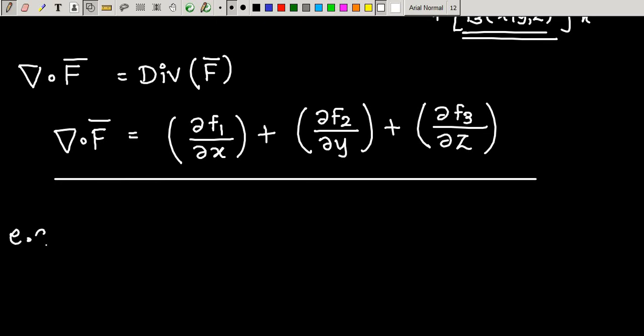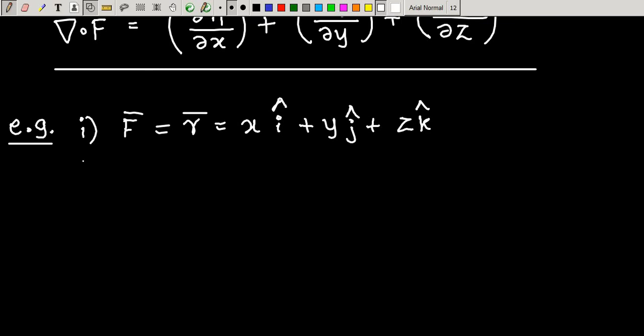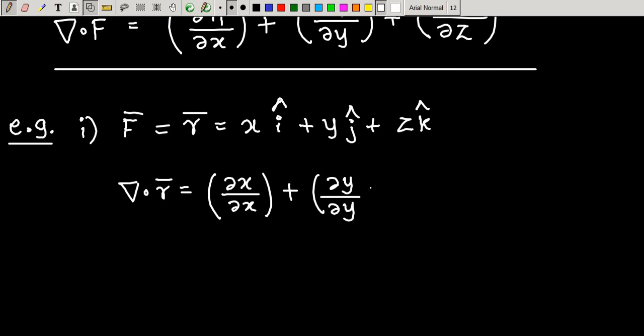Let's consider one example. Suppose f bar is a position vector r bar, where r bar is equal to x i cap plus y j cap plus z k cap. Then the divergence of this position vector is the partial derivative of x with respect to x, plus the partial derivative of y with respect to y, plus the partial derivative of the z component, that is z, with respect to z. This value is equal to 3.